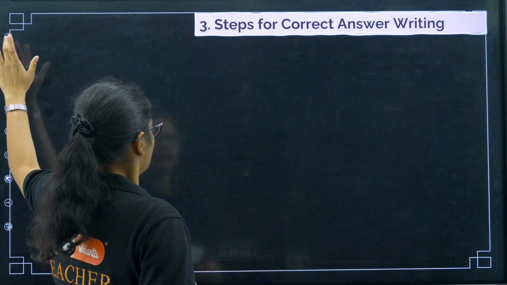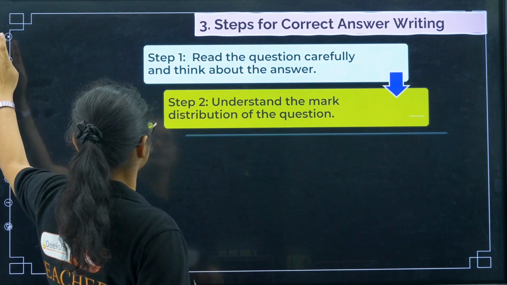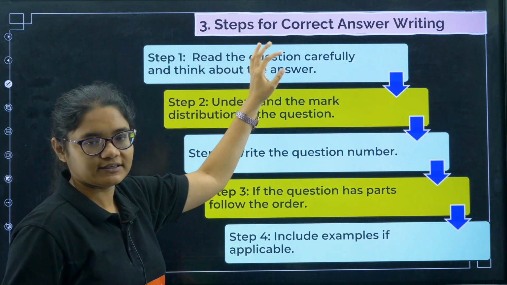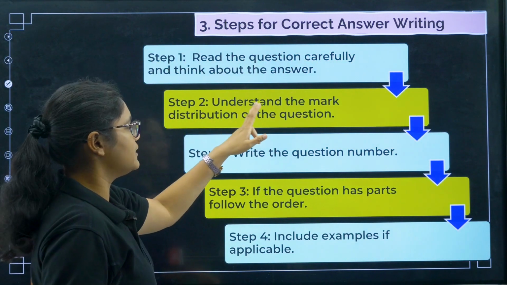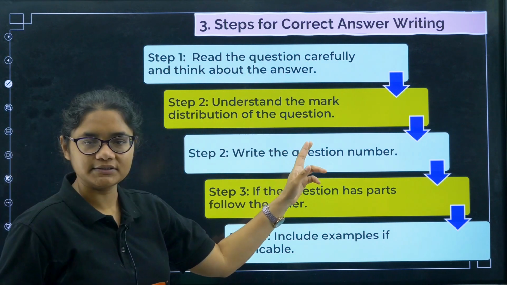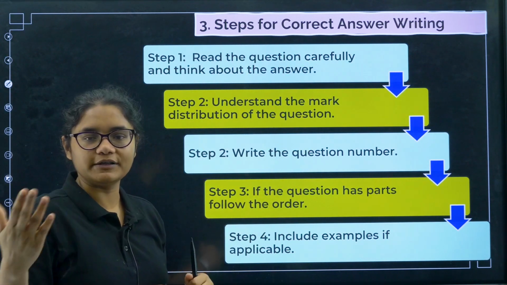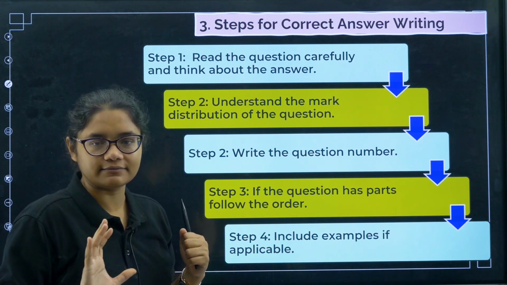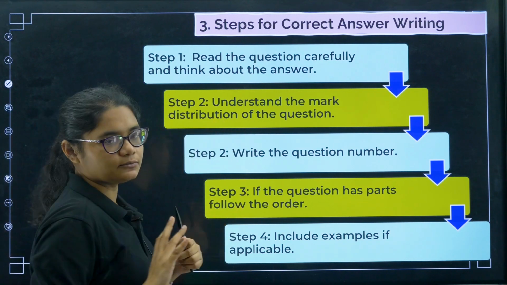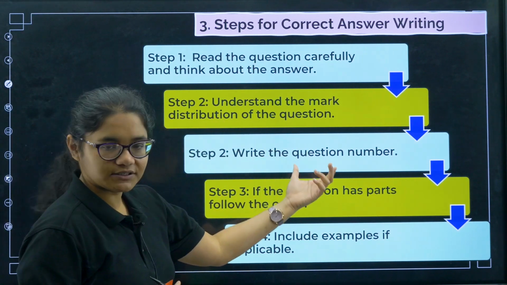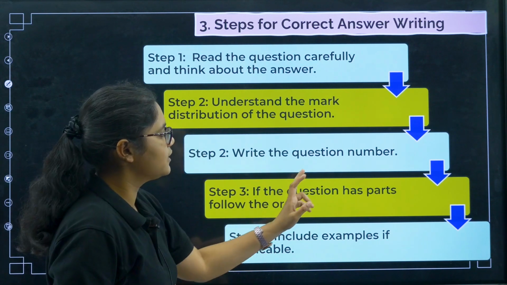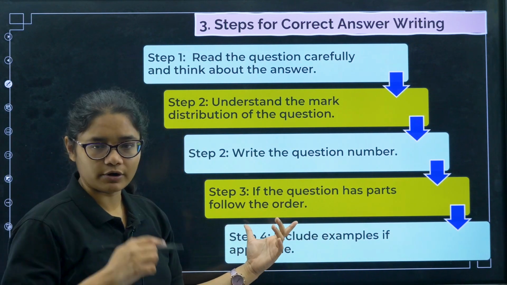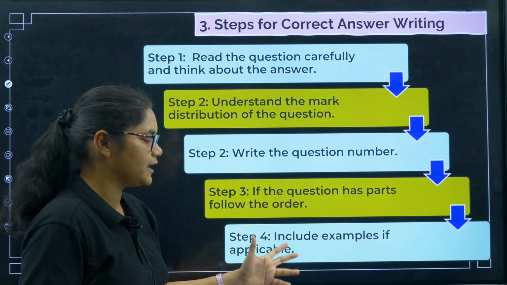Next, we have some steps that you should follow to write a correct answer. The first step, very obviously, is to read the question twice. Understand the mark distribution of the question. Suppose it is 3 plus 2, 2 plus 2, or directly a 5 marker question. What exactly is given? So you have to understand the mark distribution. After that, write the question number. If the question has parts, then you have to follow the order. If A, B, C, D is there, then follow it in that order.